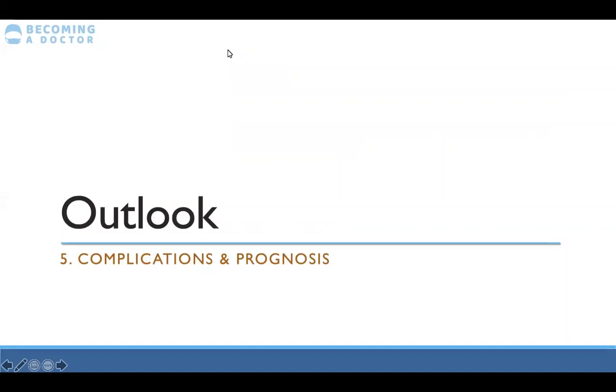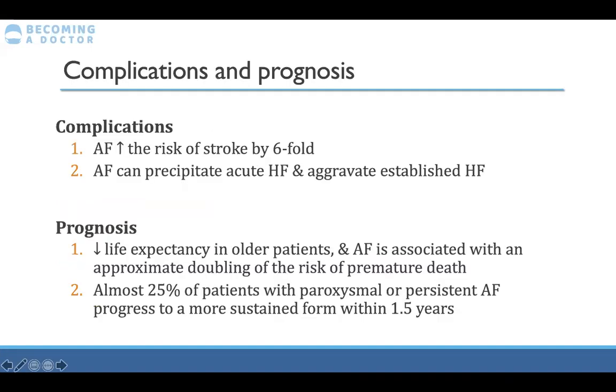Cool. So moving on to our next section, which is going to be looking at the outlook for patients with AF, and the prognosis. So in terms of complications, AF is associated with a significantly increased risk of stroke, and it can also detrimentally precipitate acute HF or heart failure, and can also aggravate established heart failure.